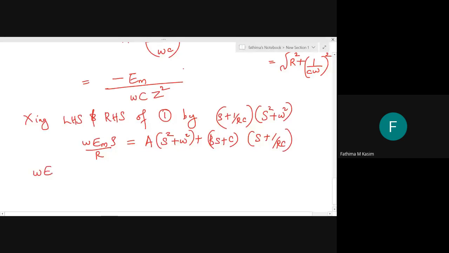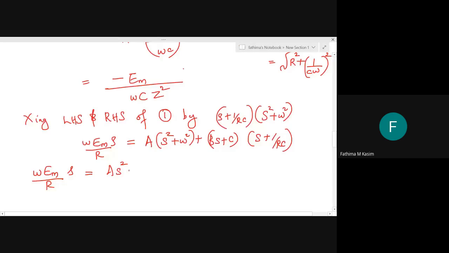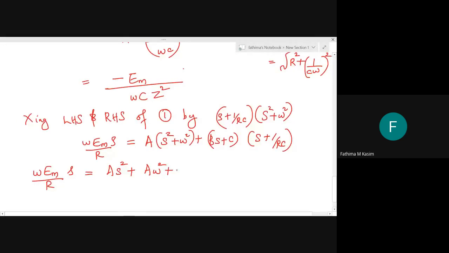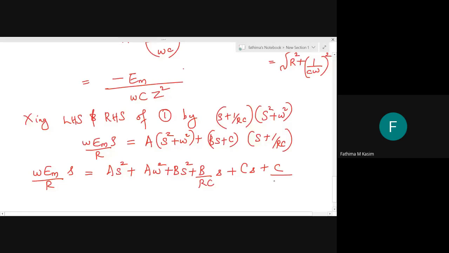So omega EM by R into S is equal to A S square plus A omega square plus B S square plus B by RC into S plus CS plus C by RC. Okay.